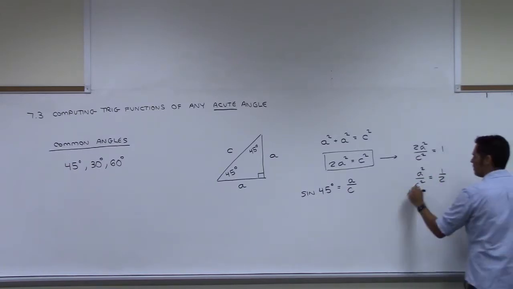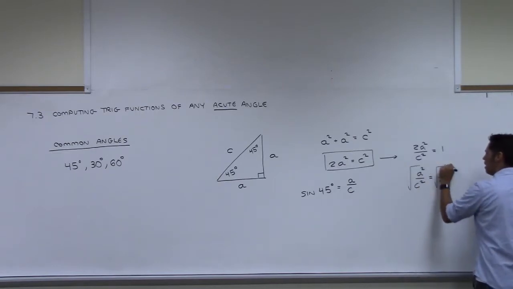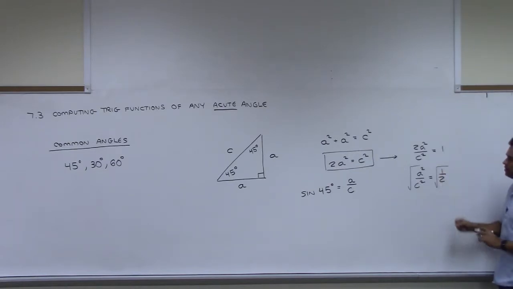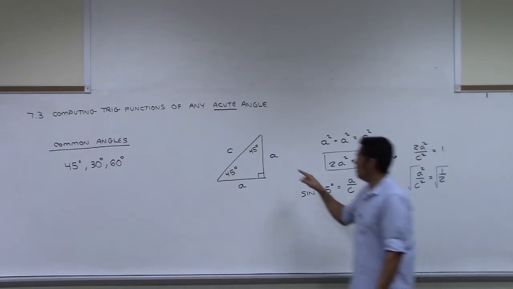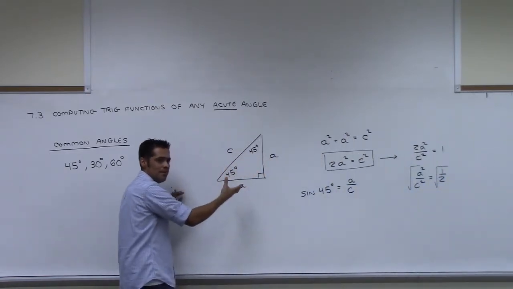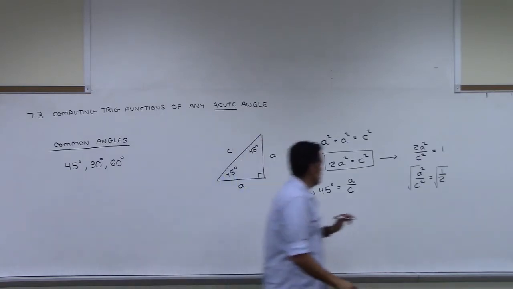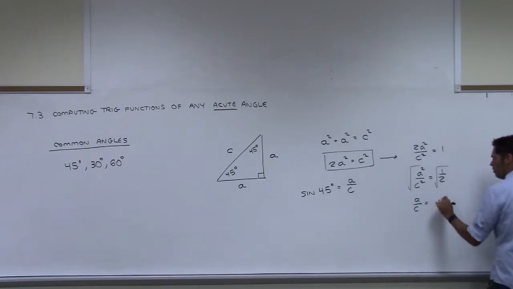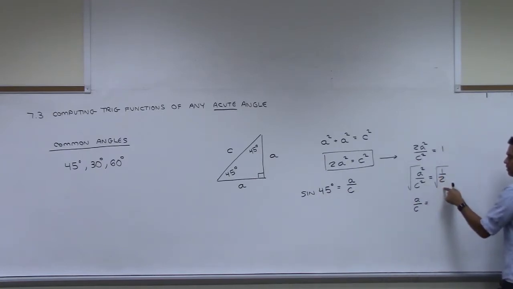So when I square root the left side, square root the right side, technically I'm supposed to do plus or minus, right? But it's acute, right? So this ratio should be positive because this divided by this, these are both positive numbers. We should have a positive answer here. So A over C should equal just square root of 1 over 2, right?